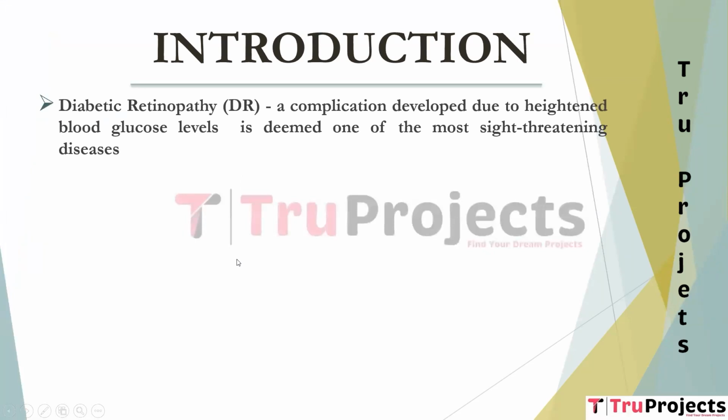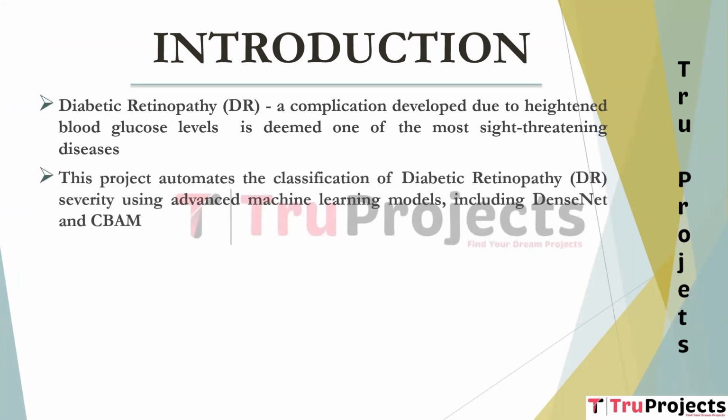Introduction. Diabetic retinopathy, a complication resulting from elevated blood glucose levels, is considered one of the most serious threats to vision. Unfortunately, the current method of DR screening relies on manual assessment by ophthalmologists, a process prone to errors and time constraints. This project revolves around automating the severity classification of diabetic retinopathy, a critical complication associated with diabetics. DR is known to cause vision impairment and blindness in affected individuals.